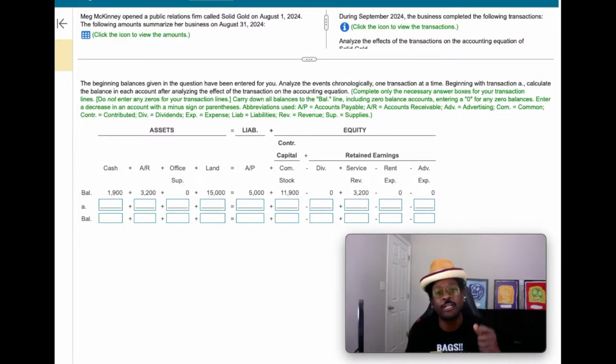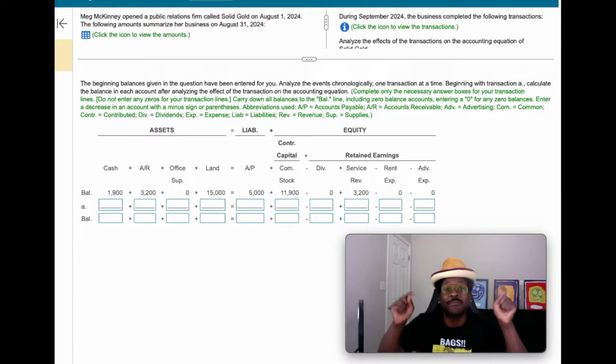Today we're going to take a look at a walkthrough illustration of how to properly utilize the accounting equation for transaction analysis. So if you're unfamiliar with the accounting equation or transaction analysis, I've dropped a link to a video that'll get you up to speed in no time. So with that being said, let's get it!